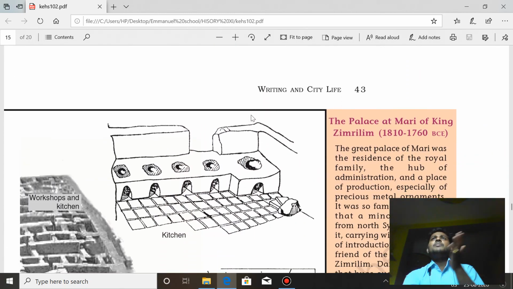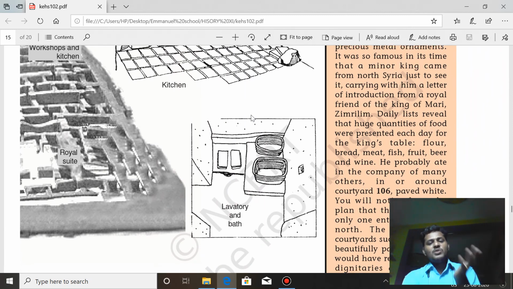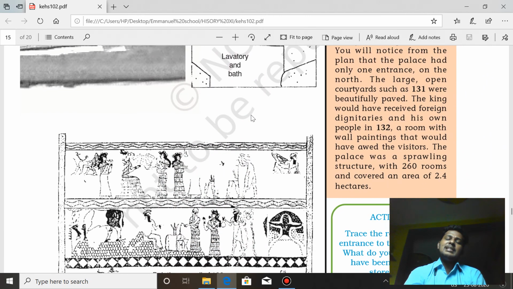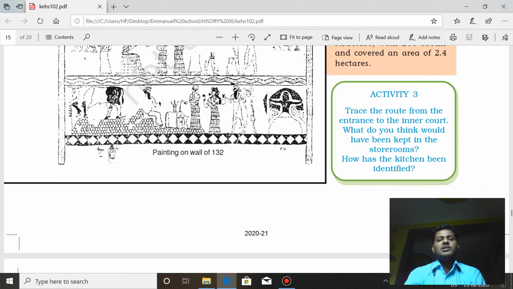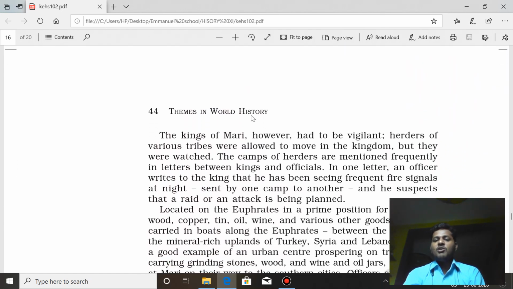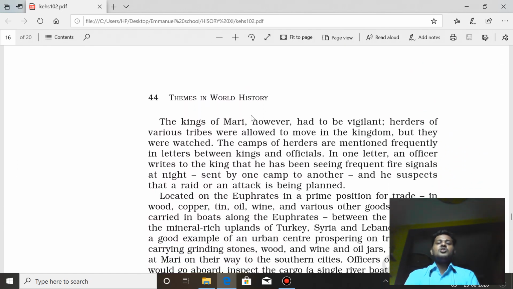Then we went on to discuss Mari, where the rulers were very vigilant. The pastoralists were allowed to move from one place to another, and they were given freedom to enter the city without any hesitation. But they were always watched. They were kept under watch, and many orders were released in their names.